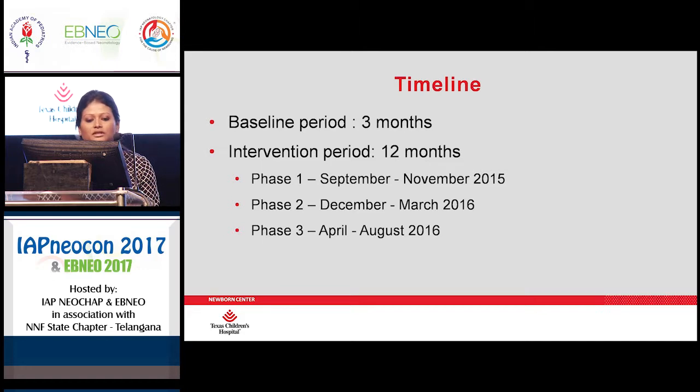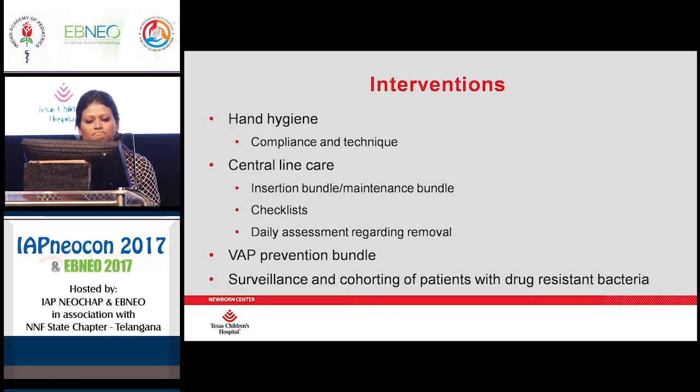So they divided their project into 2 time periods, a baseline period, which lasted 3 months, where they collected data and started setting up mechanisms for collecting baseline information regarding their infections before they started with the interventions. And then they also had launched serial interventions over a 12-month period in different phases.